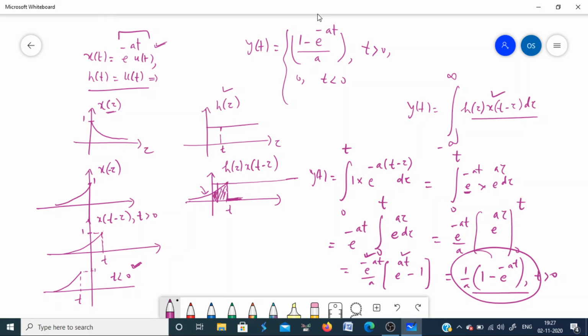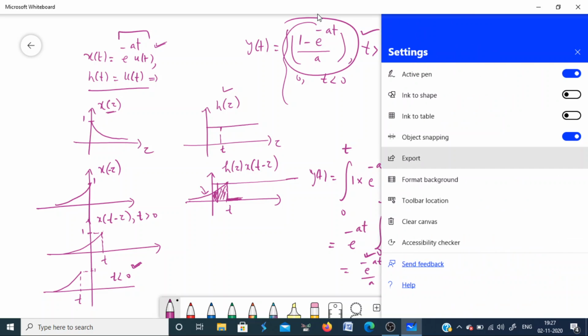So this solution and the previous solution are exactly the same. It means either you can fold and shift x(t), or you can fold and shift h(t). Your output is going to be the same. So I will take one more example on this to make it clear.